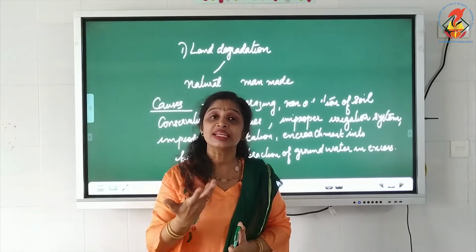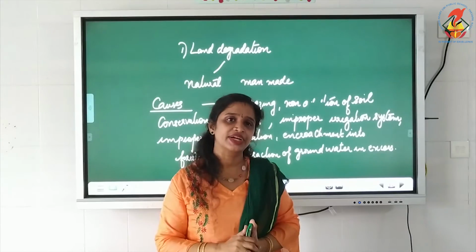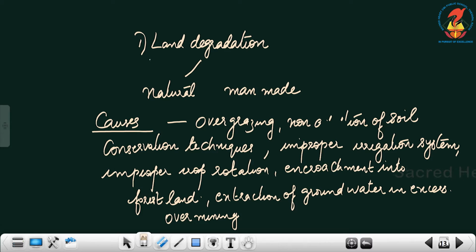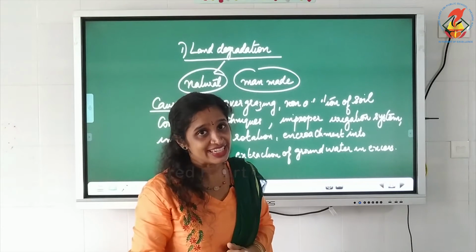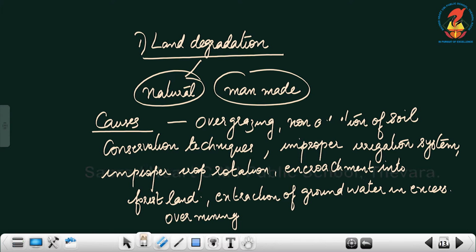What are the major reasons for land degradation? Now, you all know that both natural and man-made factors are responsible for land degradation. You know that overgrazing is a major reason for land degradation.